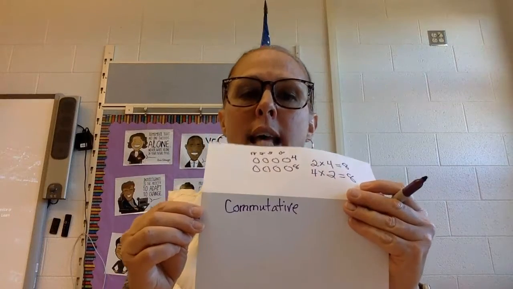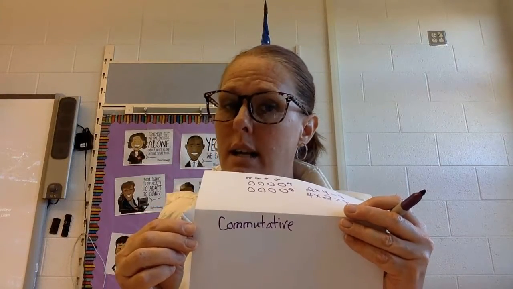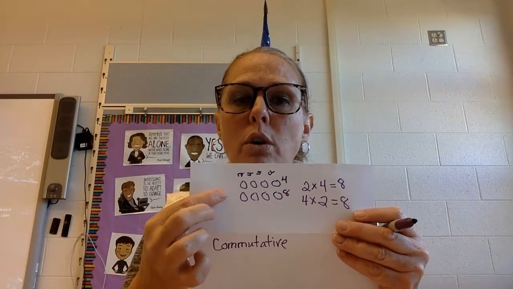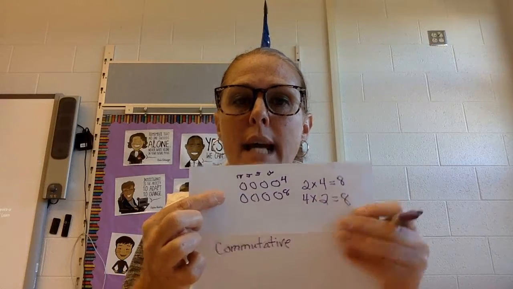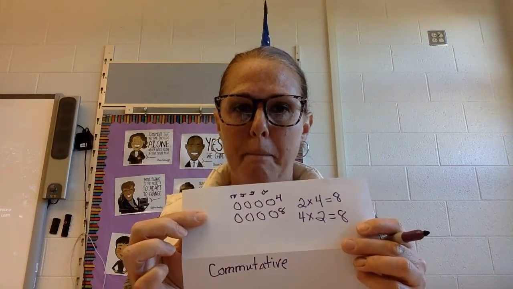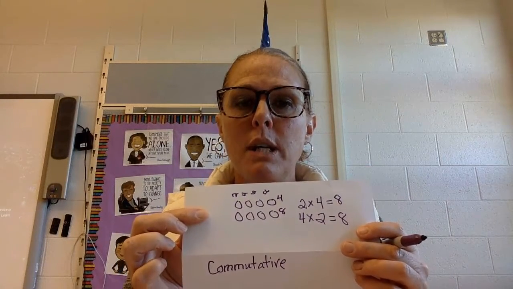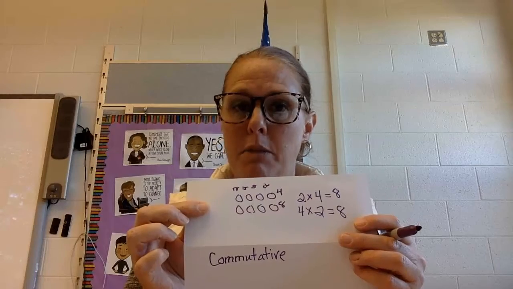So the commutative property, boys and girls, and I'm going to write it down here, commutative, everybody say commutative property, tells us and shows us that it doesn't matter what order our factors come in, we get the same total either way.